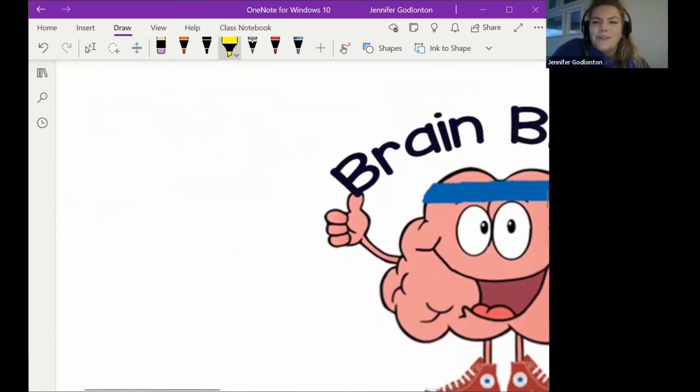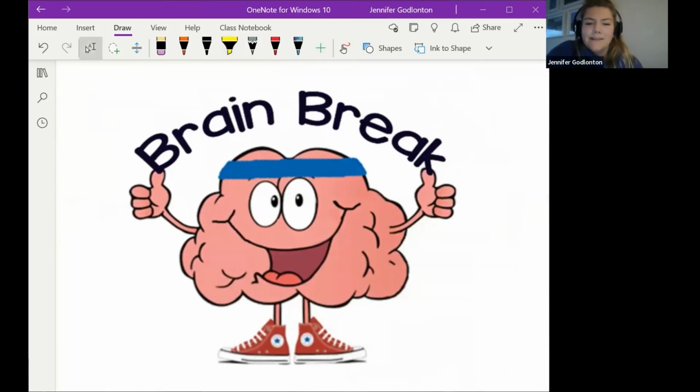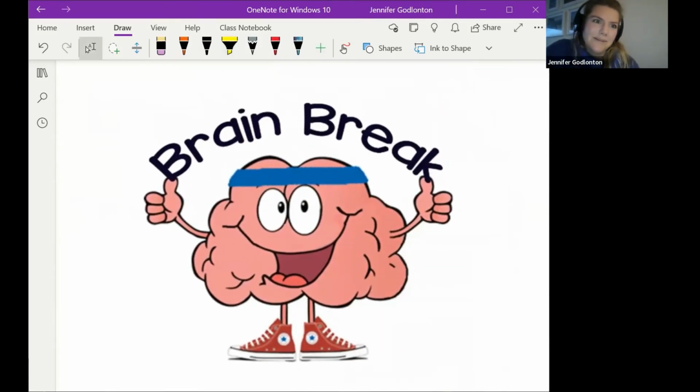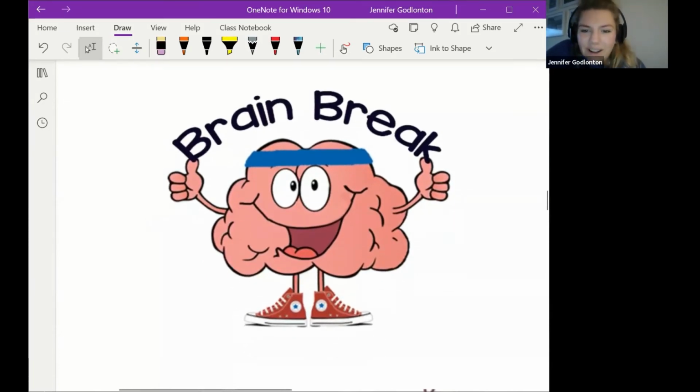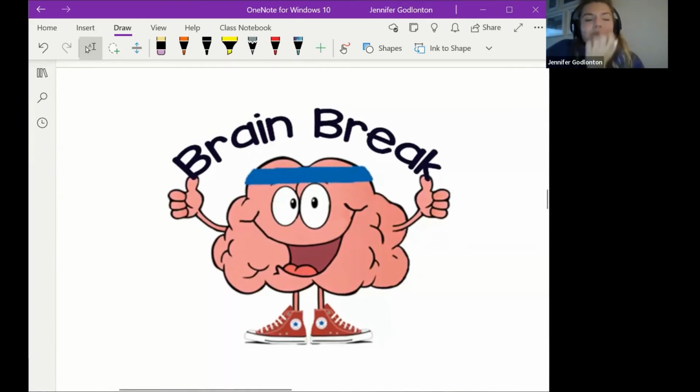Also, how cute is this little picture that I found for our brain breaks? It's even little all-stars. Little brain doing exercise. Come on. I wish you could draw like this. Okay, do you want your maths one first, or do you want the riddle first?